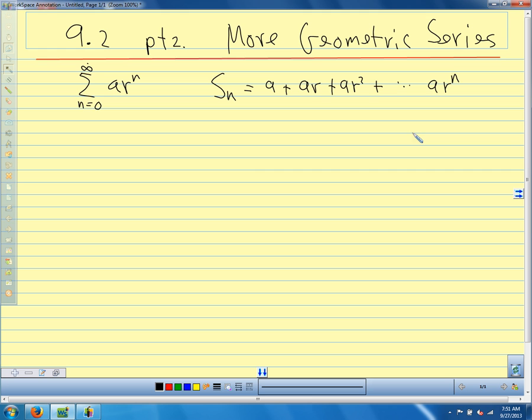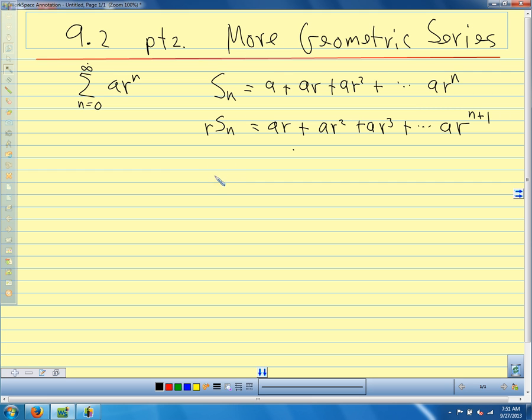Now here's the tricky part, kind of the crux of the whole thing. I want to do r times s sub n. R s sub n, I get ar plus ar squared plus ar to the third plus dot dot dot ar to the n plus 1.